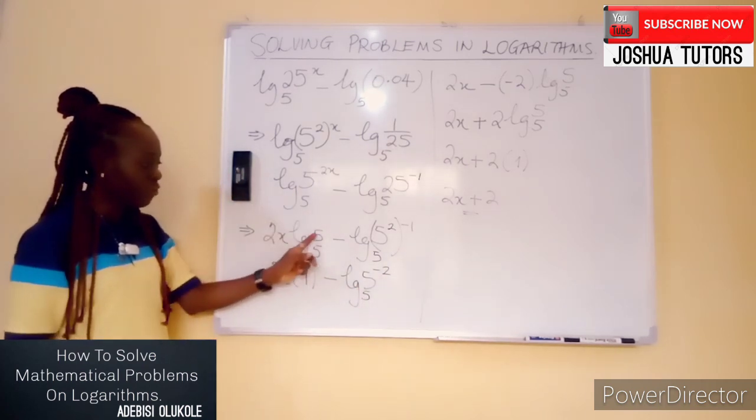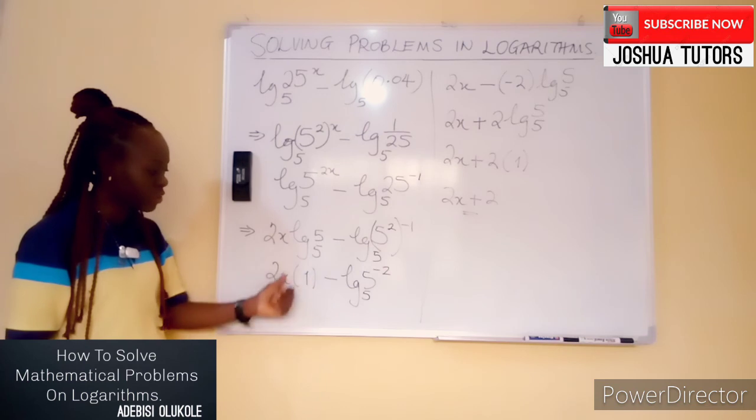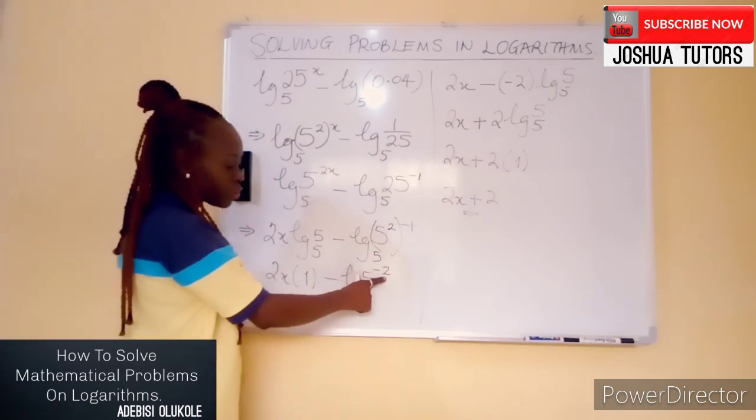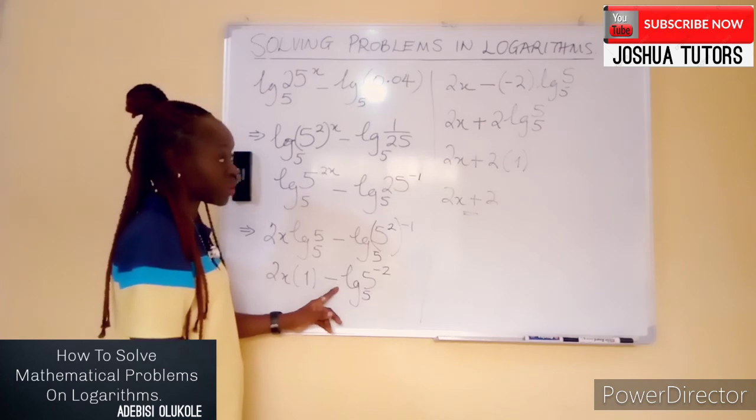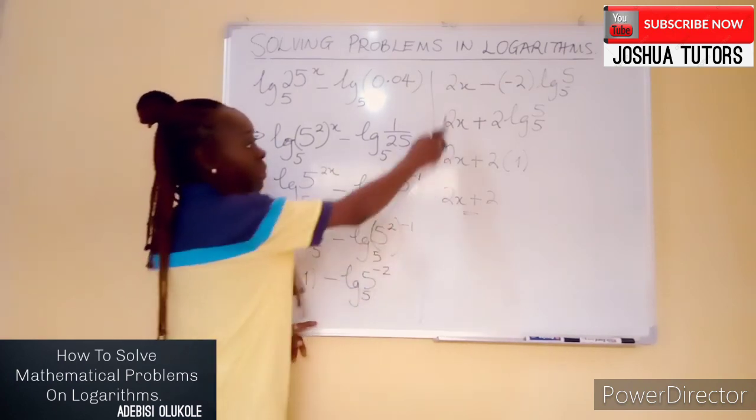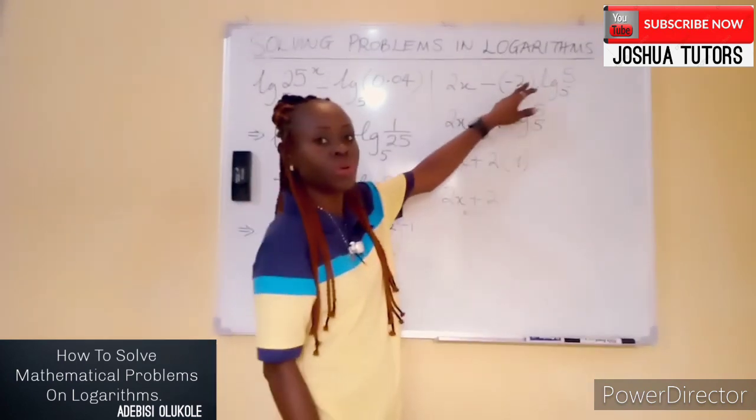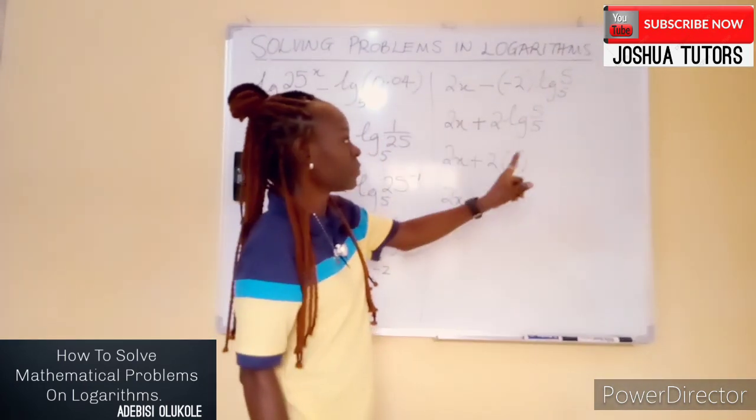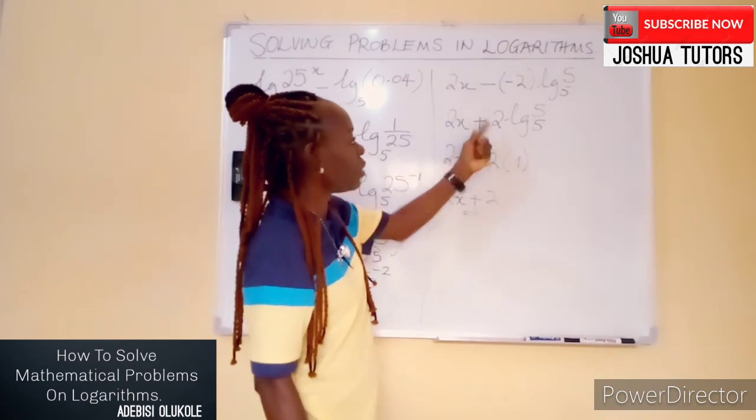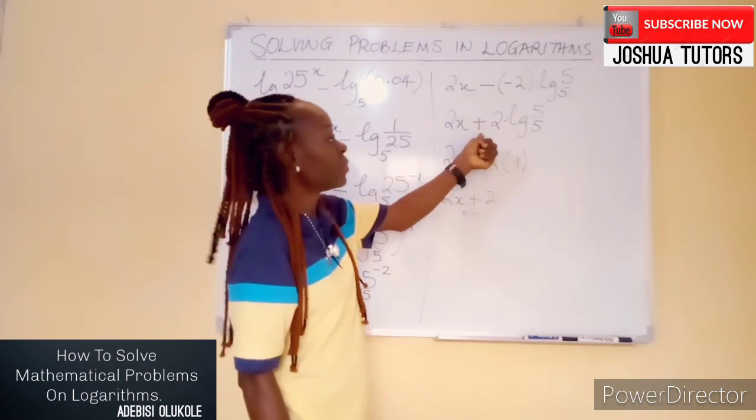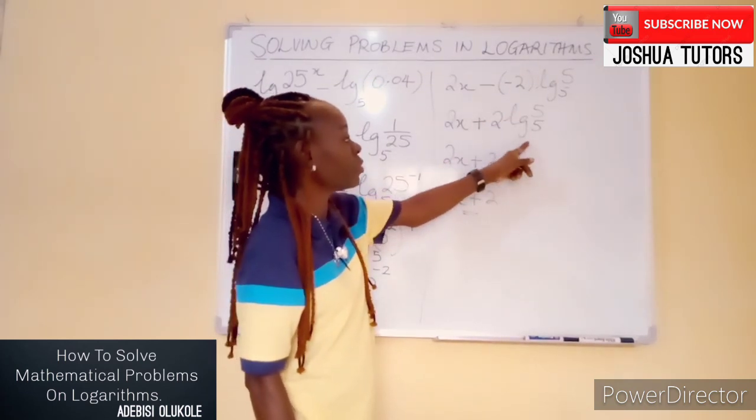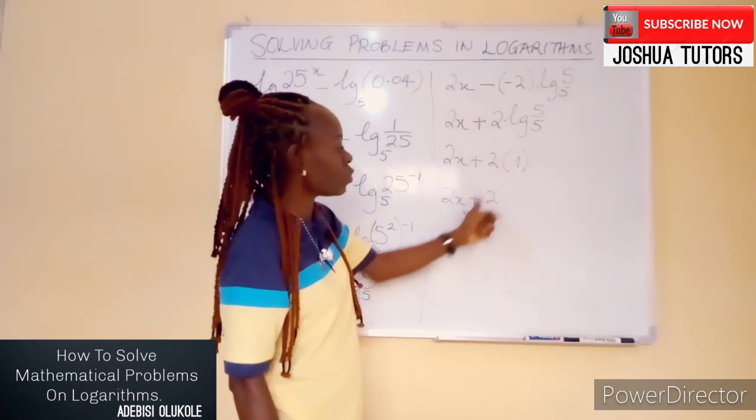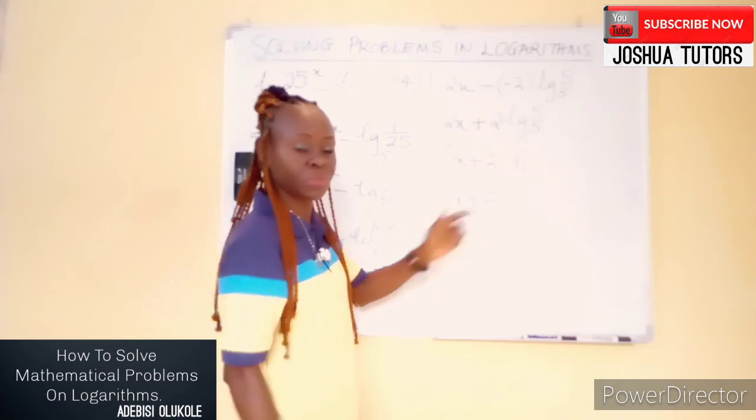Meanwhile, log of 5 to base 5 here is 1. So 2x times 1 is 2x. And then you have minus 2 becoming the coefficient of this expression here. So you have 2x minus 2 log 5 to base 5. Log 5 to base 5 is 1. So you have minus times minus, it becomes plus. And then you have 2 log 5 to base 5, which is 1. And then you have 2x plus 2 into 1. Final answer, 2x plus 2.